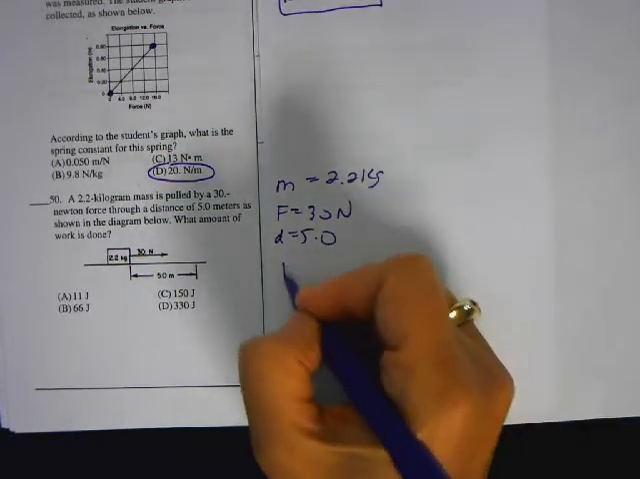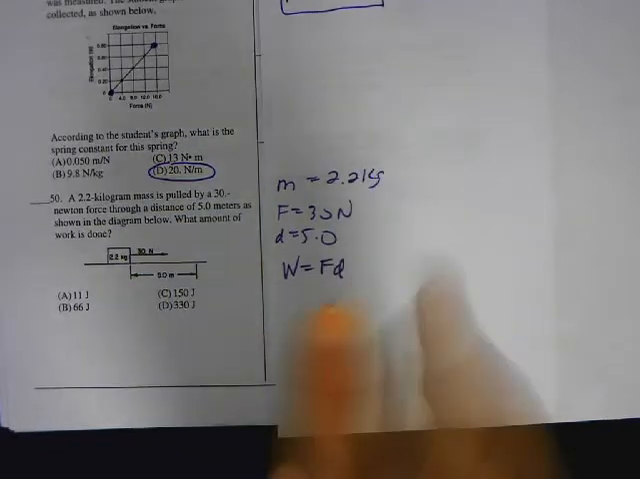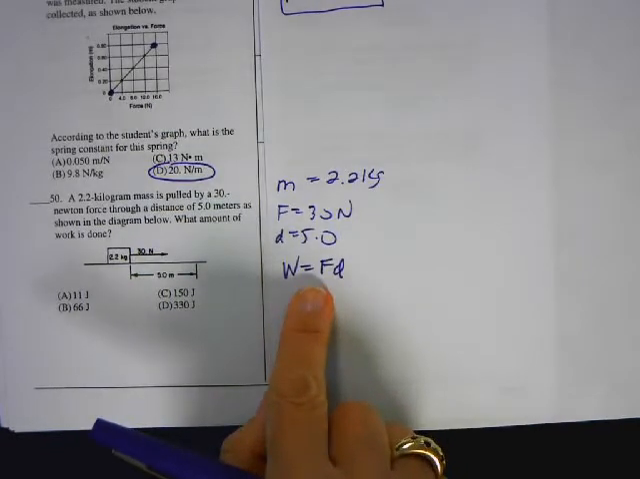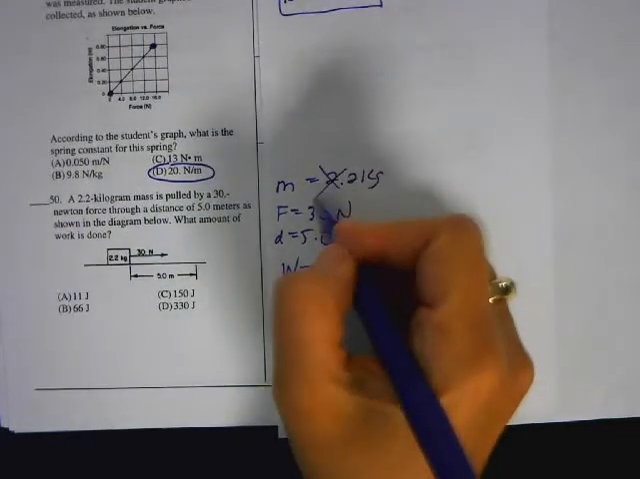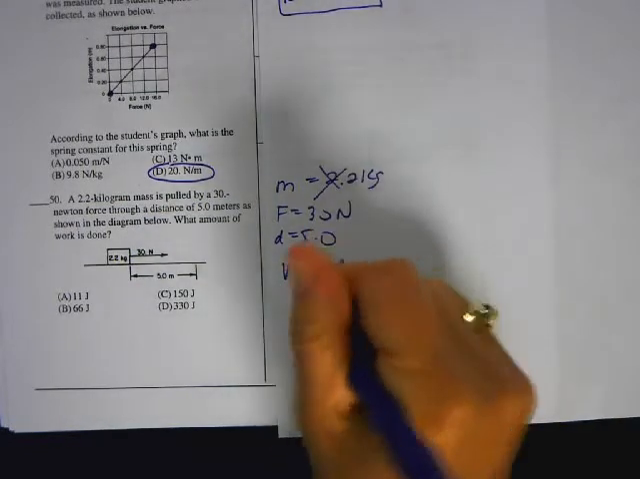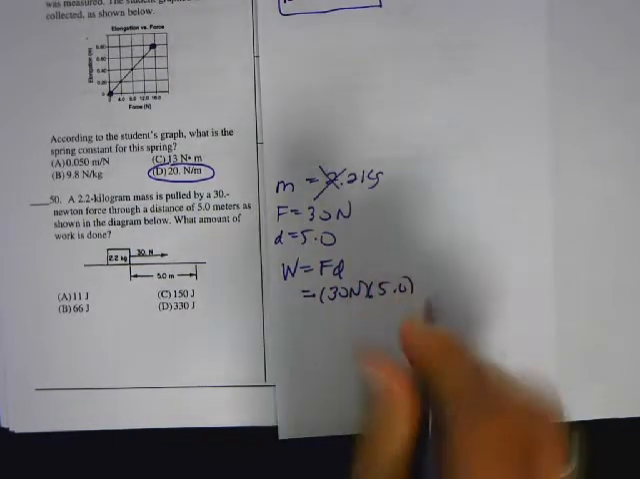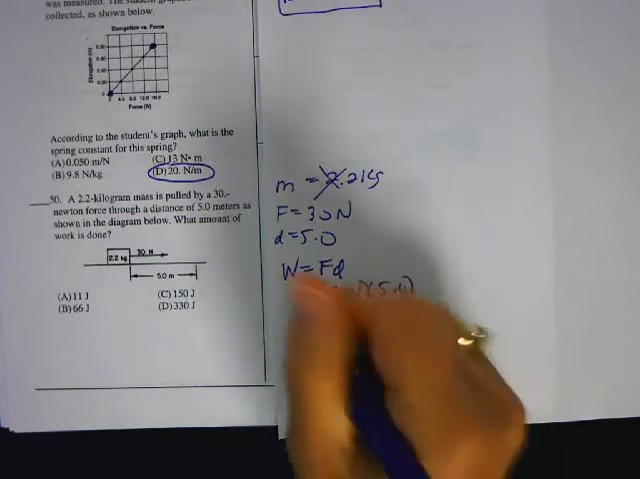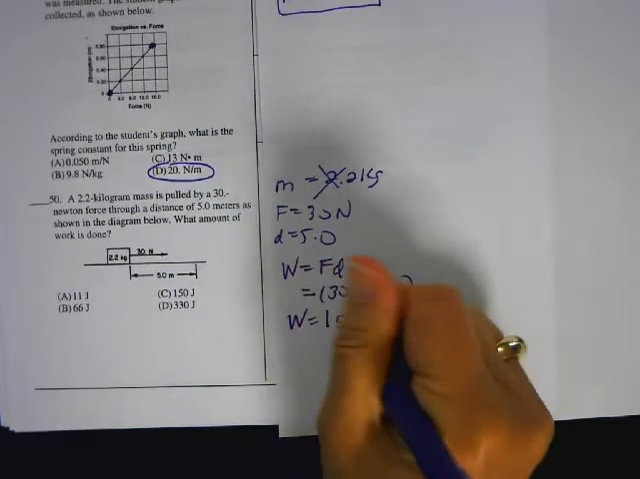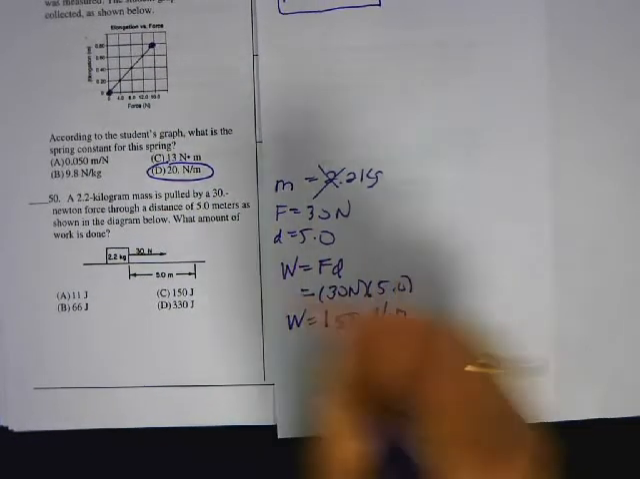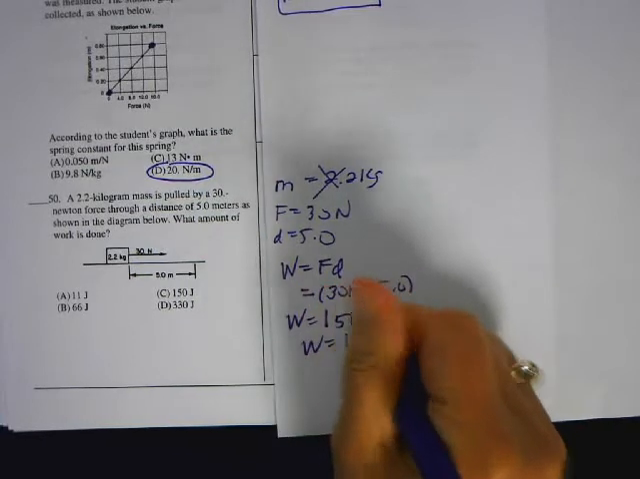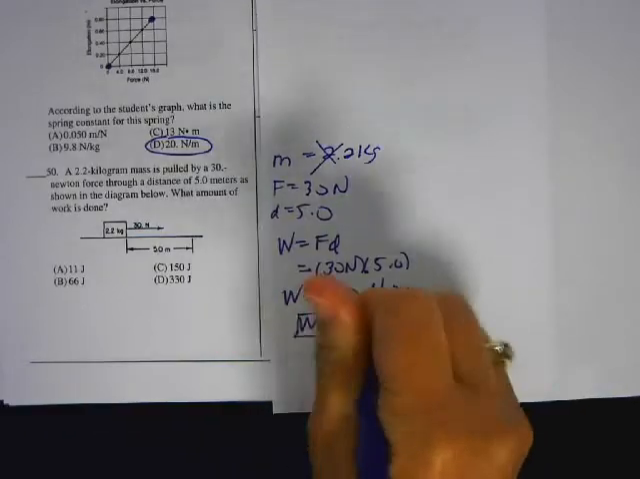What's work? Well, work is equal to the force times the displacement, but it's only the force acting in the direction in which the object moves. So I don't need to know the mass. So work is equal to the force, 30 newtons, times that displacement, which is 5, and I can do that in my head. 30 times 5 is 150, and it's a newton times a meter, and a newton times a meter is also called a joule.